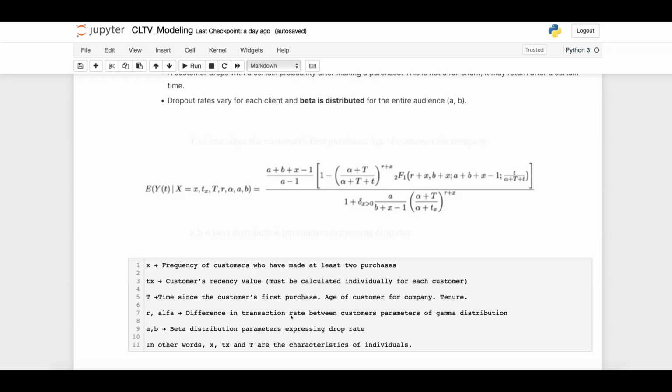Now, we need to understand a bit more about the gamma distribution and the beta distribution. Let's come back in the next lecture and understand those distributions.